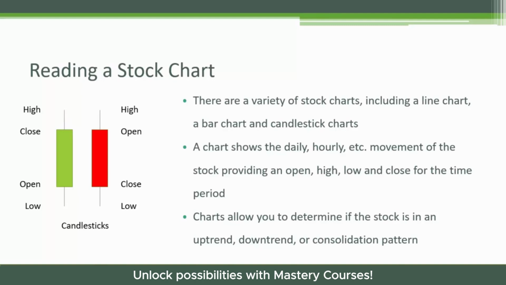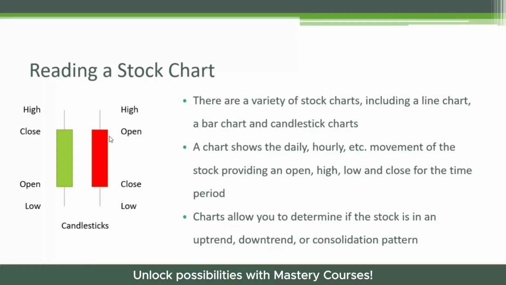And for this example, I'll use a daily time period. So this is the high price for the day. The high part of the green body is where the stock closed for the day. The low part of the green body is where the stock opened on the day. And then the low part of the wick beneath the body is the low for the day.